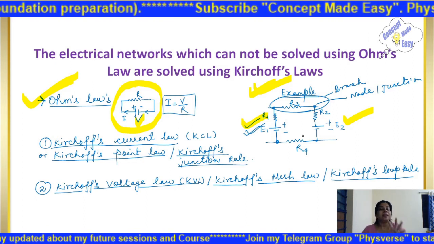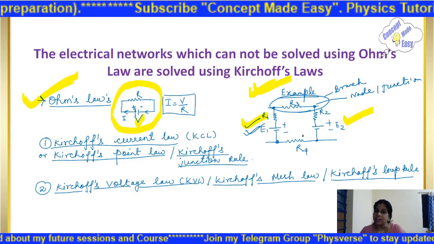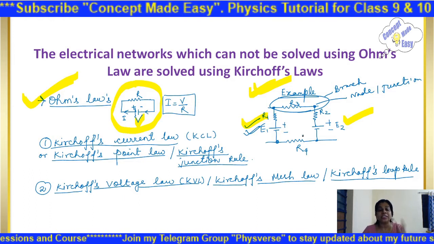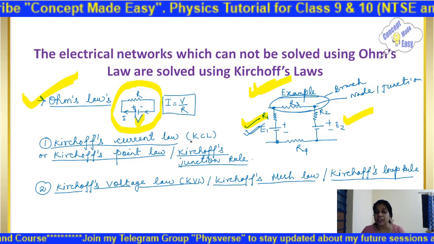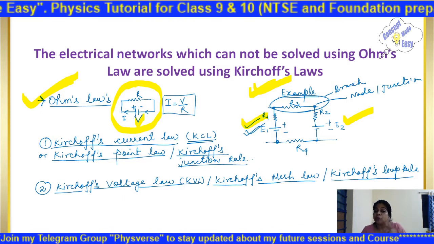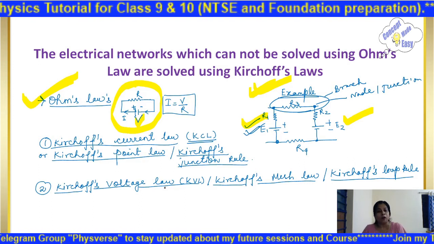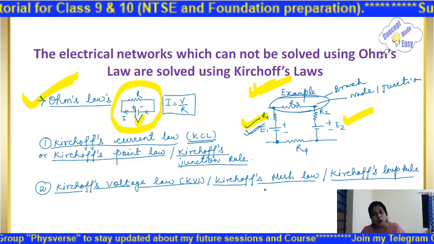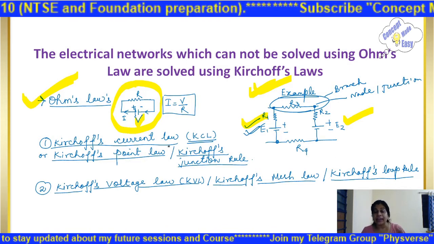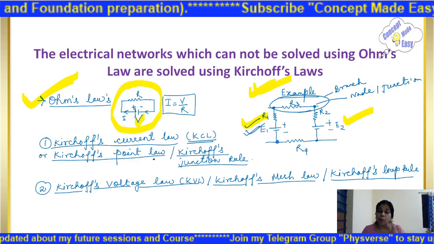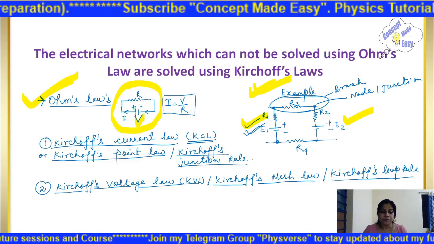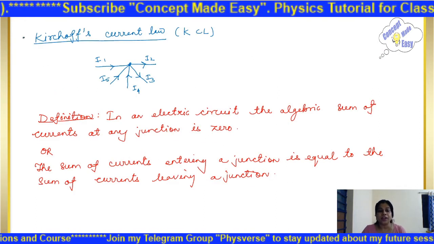In a very simple manner I am going to explain what Kirchhoff's laws are. Kirchhoff invented two laws. The first law is Kirchhoff's current law, the very popular KCL. The other law is Kirchhoff's voltage law, which is also known as Kirchhoff's mesh law and Kirchhoff's loop rule. Kirchhoff's current law is also known as Kirchhoff's point law and Kirchhoff's junction rule. I will explain Kirchhoff's current law first.